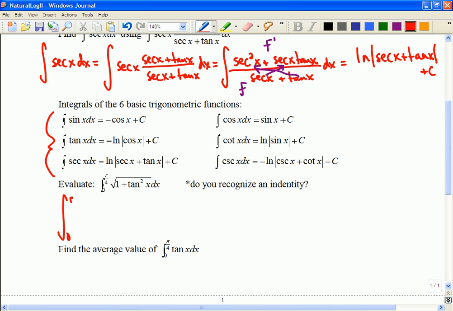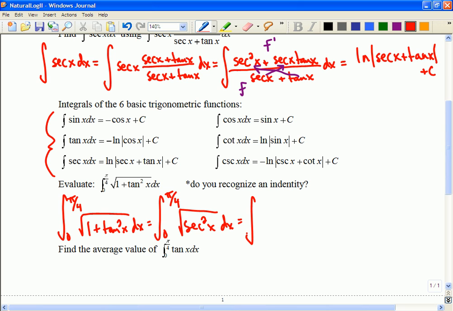The integral from 0 to pi over 4 for the square root of 1 plus tangent squared x dx. That's the same thing as if you use your identity, 0 to pi over 4 of secant squared x dx, which is the integral from 0 to pi over 4 of secant x dx. And we just worked that one out. So that'll be the natural log of the secant of x plus the tangent of x, evaluated at 0 and pi over 4.